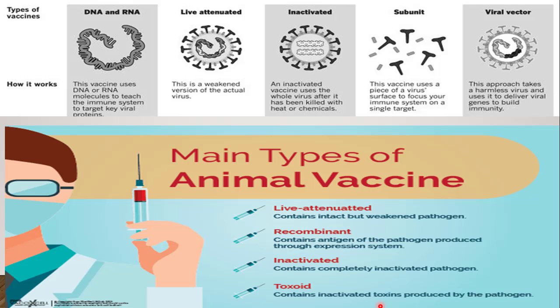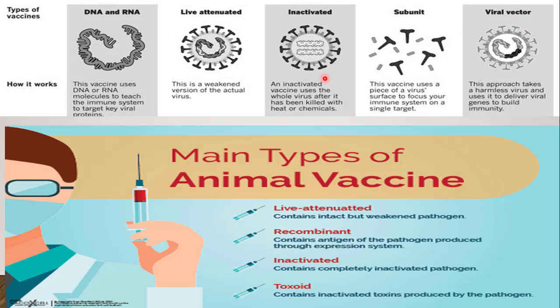Pathogens, as we all know, produce some toxins, which can be classified as endotoxins or exotoxins. So these toxins which are produced by the pathogen, when inactivated, are called toxoids. So these are various forms like live attenuated, inactivated, subunit vaccines.